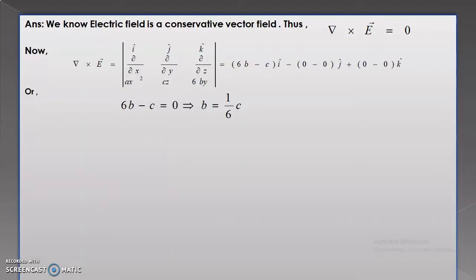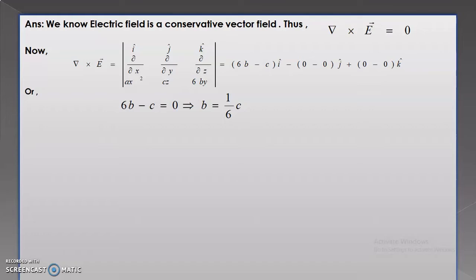What we know in case of an electric field is that its curl is 0. So we find the curl of the field and we get 6b minus c equals 0, which implies b equals 1/6 of c. Now there is no way to calculate a, so we will have to assume anything and use the trial method to solve this problem.